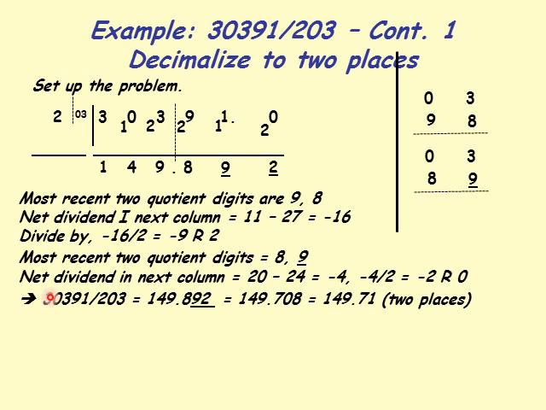I'm trying to do two places, so I just stopped at this place now. So 30391 divided by 203 is 149.8 negative 9 negative 2. Now when I resolve that, 8 bar 9 bar 2 is 800 minus 92, which is 708 after the decimal. So 149.708. I only needed two places, so I just round it up. 0.708 is 0.71. Okay, two places.